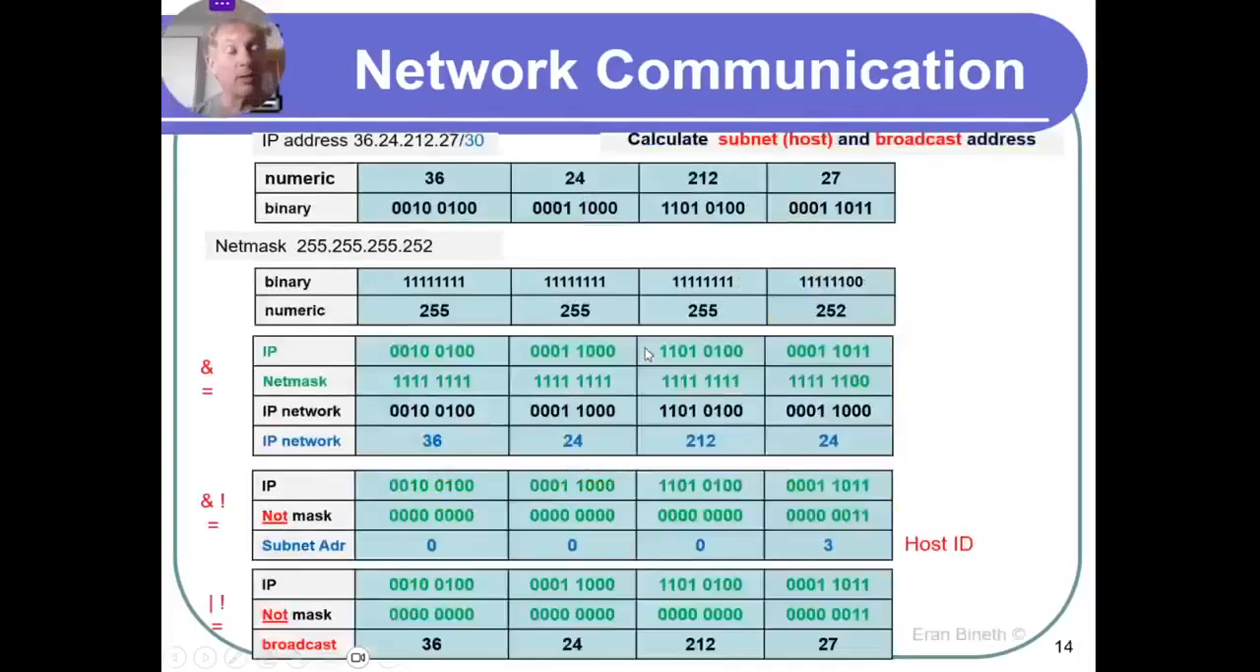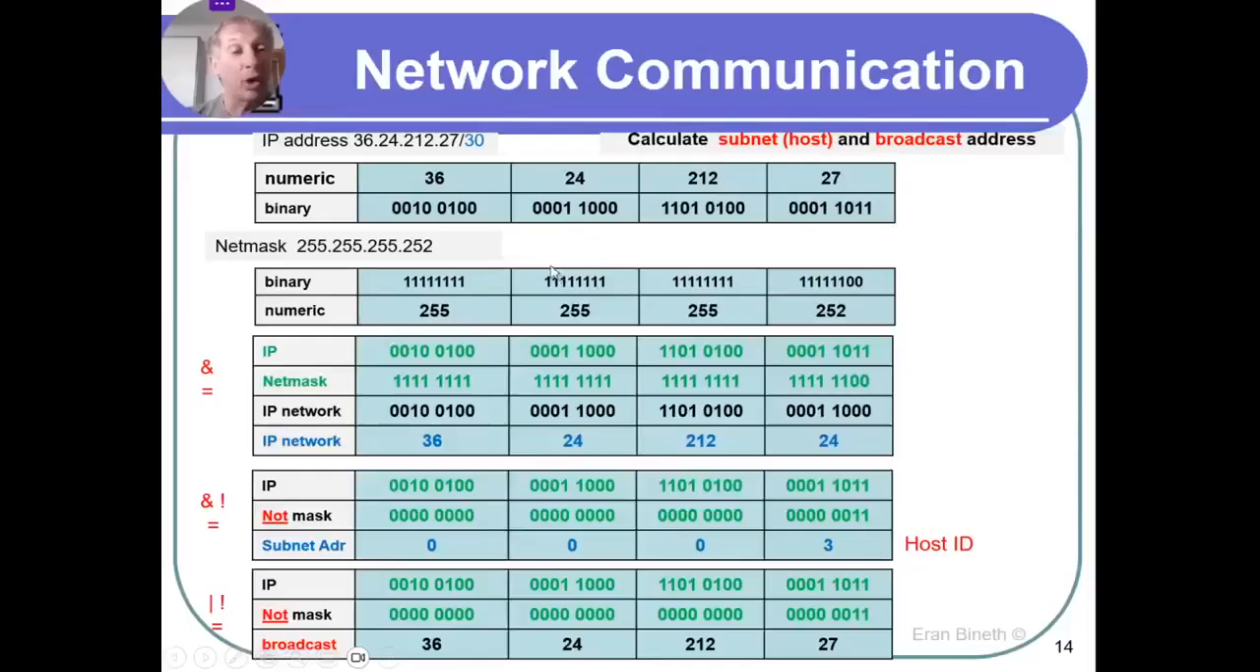We can generalize that also to non-fixed boundaries like 30. 30 means that we are sharing 30 left bits, giving only 2 bits to be the differing criteria for the hosts that are situated in that network. Given an example of 36.24.212.27, we represent that in a binary notation and impose a mask of 30 ones.